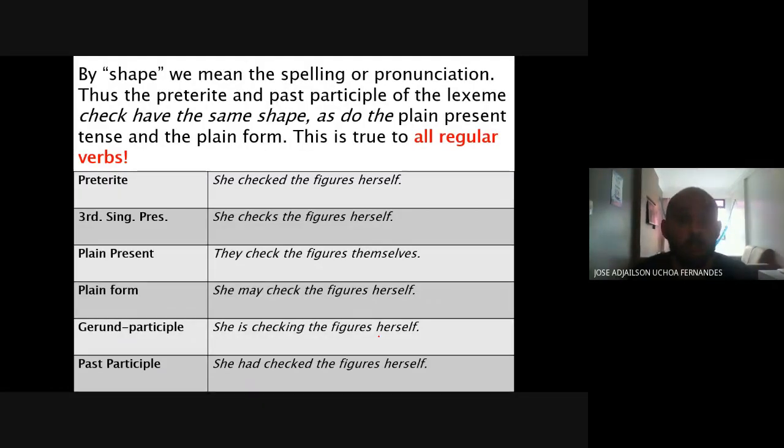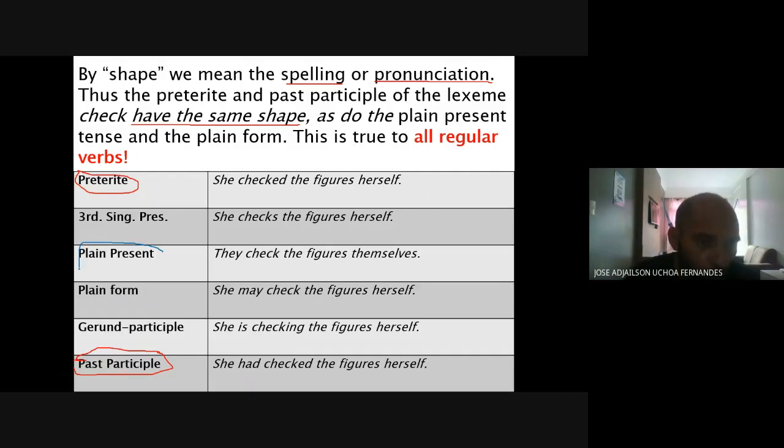Now, what is the difference between shape and form? By shape, we mean the spelling or pronunciation. Do the preterite and past participle of the lexeme check have the same shape, but they are different forms? As do the plain present tense and the plain form. This is true of all regular verbs. All regular verbs will have a coincidence between the preterite and the past participle, and also a coincidence between the plain present and the plain form.